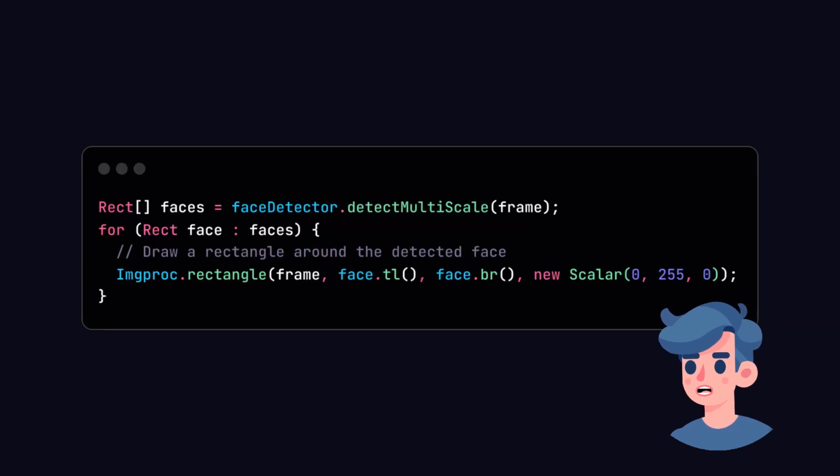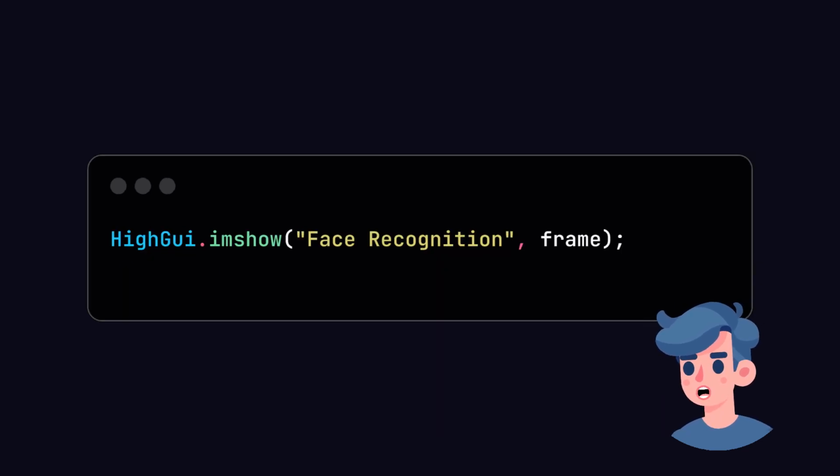Next, we need to detect faces in the captured frames. We will implement face detection using the detectMultiScale method of the Cascade classifier. Add the following code inside the loop. Let's also display the processed frame in a window. We will use HighGui.imshow for this purpose. Add the following line inside the loop.